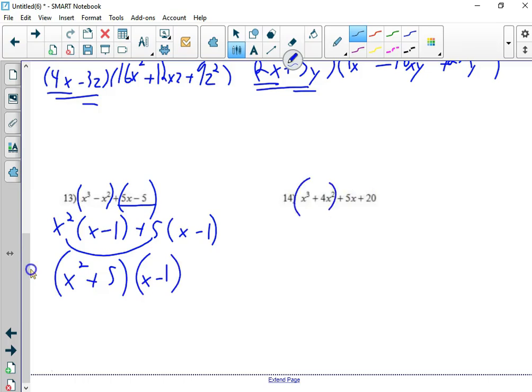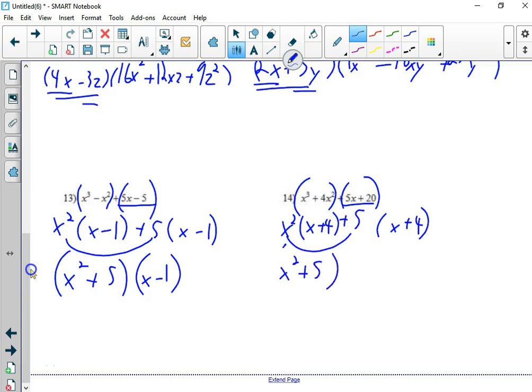Okay, same thing. Factor by grouping. Take out an x squared. That leaves me x plus 4. Immediately write x plus 4 right here. What do I divide this by to get that? Again, a 5. Hook them up. That's it.